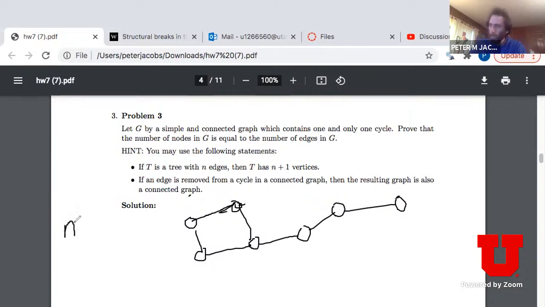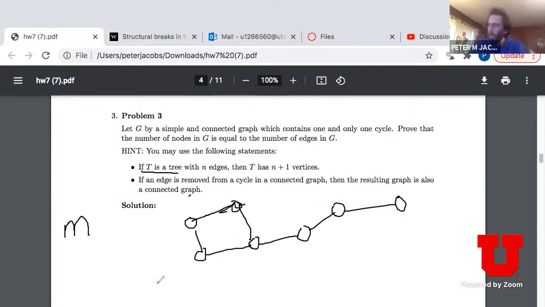So let's just say it has m edges. One of the things that we know is that if we have a tree, then we know how to find the number of vertices as long as we know the number of edges. So we want to try to use that. What we're going to try to do is remove an edge, and from that we're going to end up with a tree. When we have a tree, hopefully we'll know the number of edges, and if we know the number of edges in the tree, then we'll be able to know the number of vertices in the tree. Then we'll add back the edge to our graph, and the number of vertices won't change.